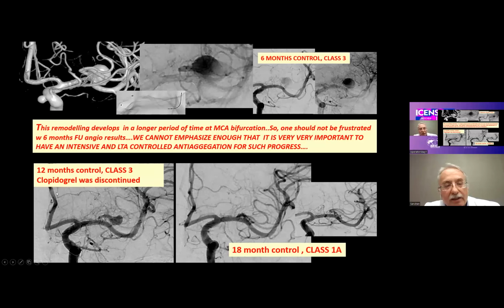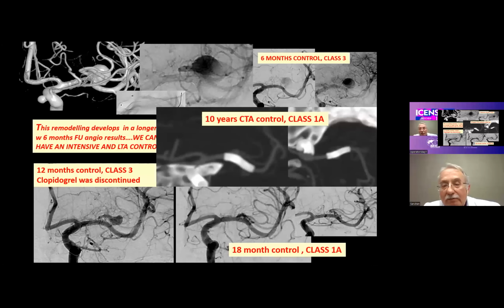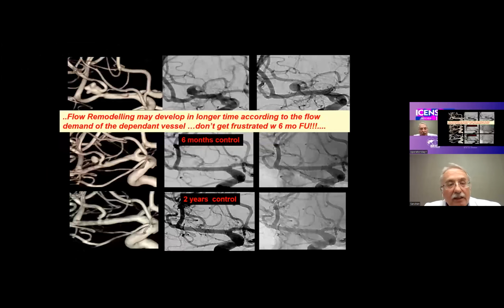Twelve months later, the patient did not have clopidogrel, and clopidogrel was discontinued. The aneurysm started to refill back, and this is the 18-month control with class 1 inclusion. So it takes 18 months. This is class 1A, 10 years. So it takes time.